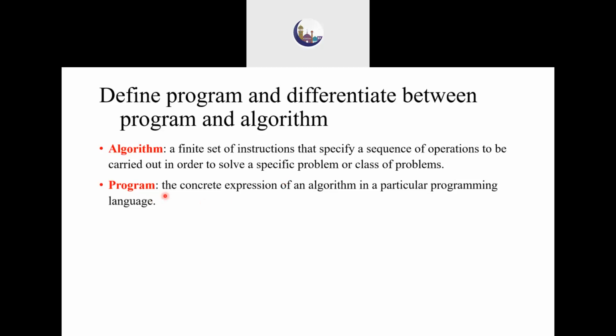So a program is nothing but a concrete expression of an algorithm in a particular programming language. Now, there are multiple programming languages available in the market. Basically, there are thousands of programming languages. Which one is the best? We cannot decide it because each one has its own usage.